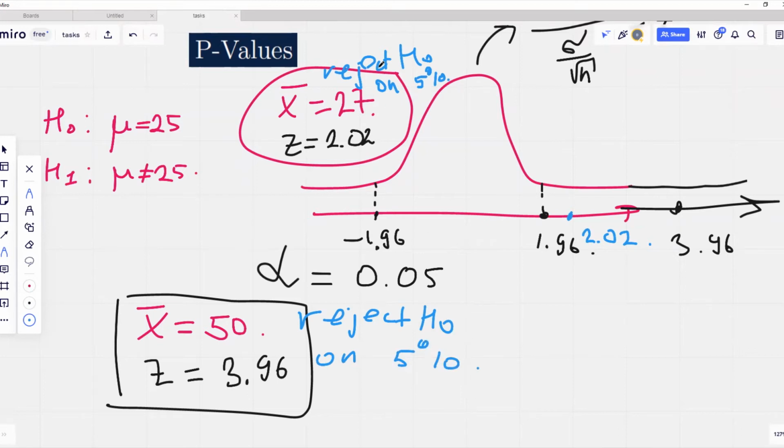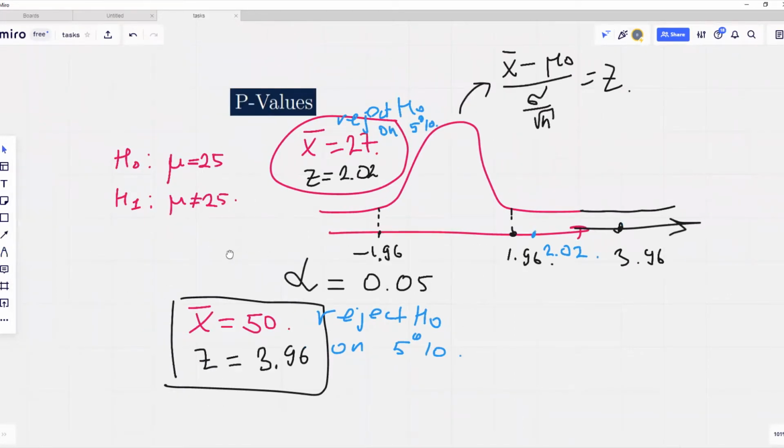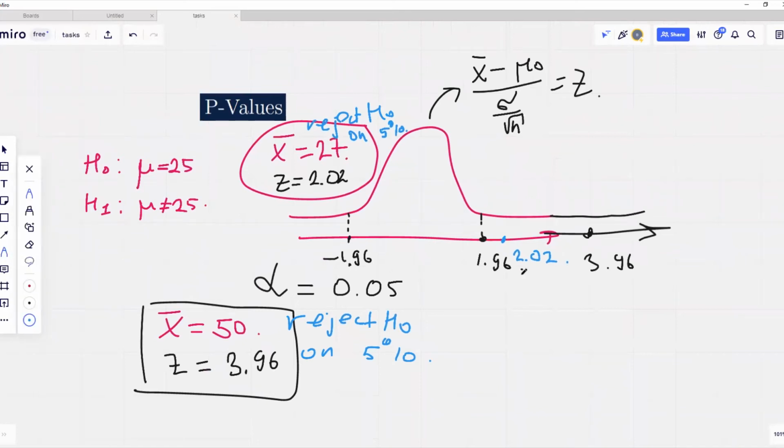So as you can see here, you might have a feeling that we are losing some information. Our results for both of these tests are the same at the 5% significance level. However, this sample provides much more evidence against H naught. So we need to quantify that. We need to quantify how much evidence the sample mean provides against our null hypothesis. And we can do that using p-values.